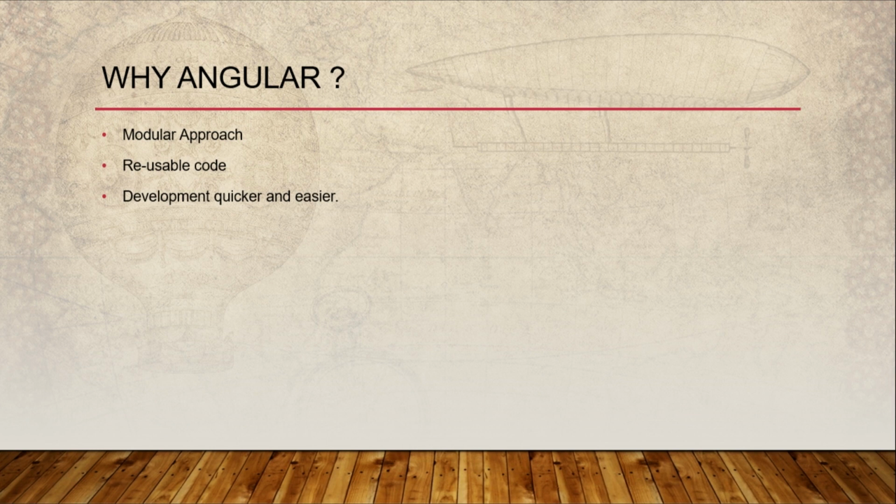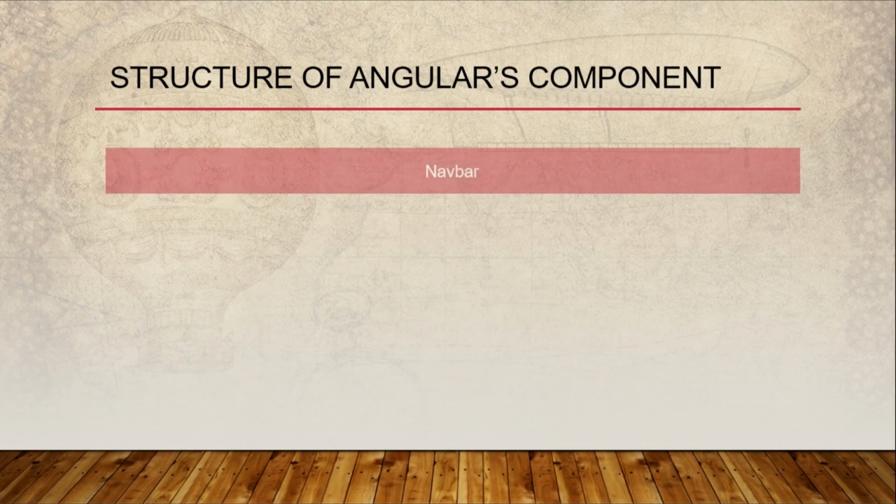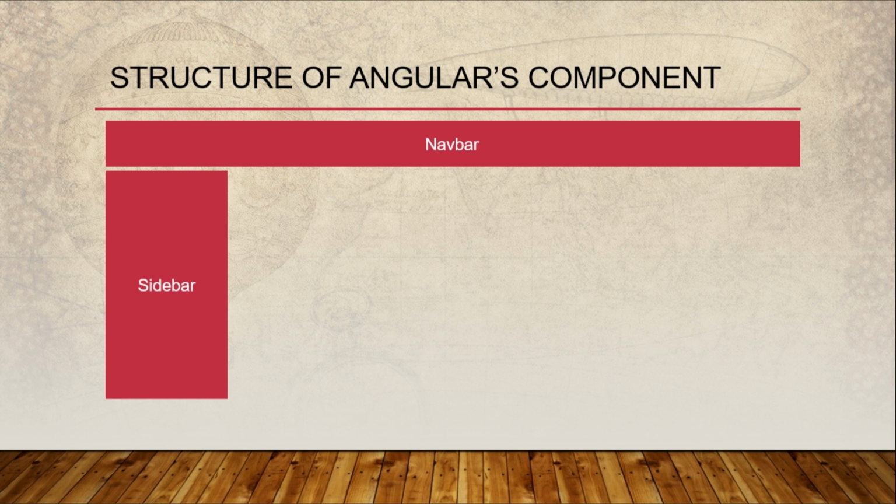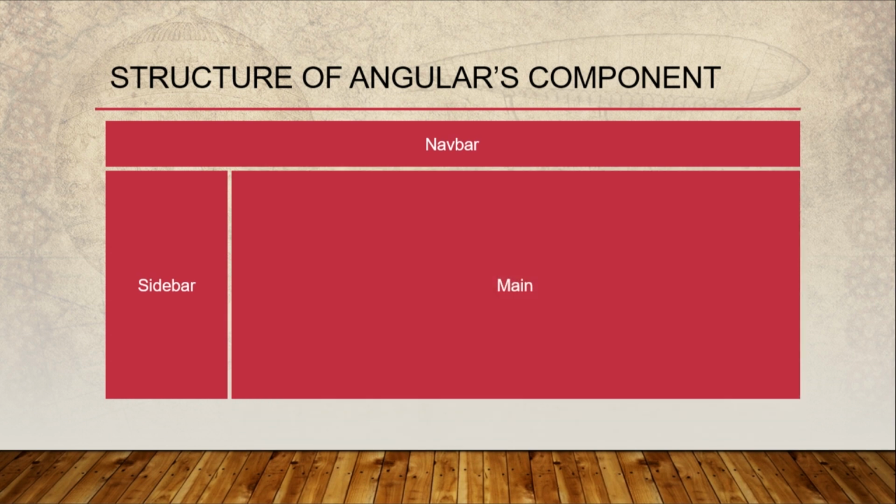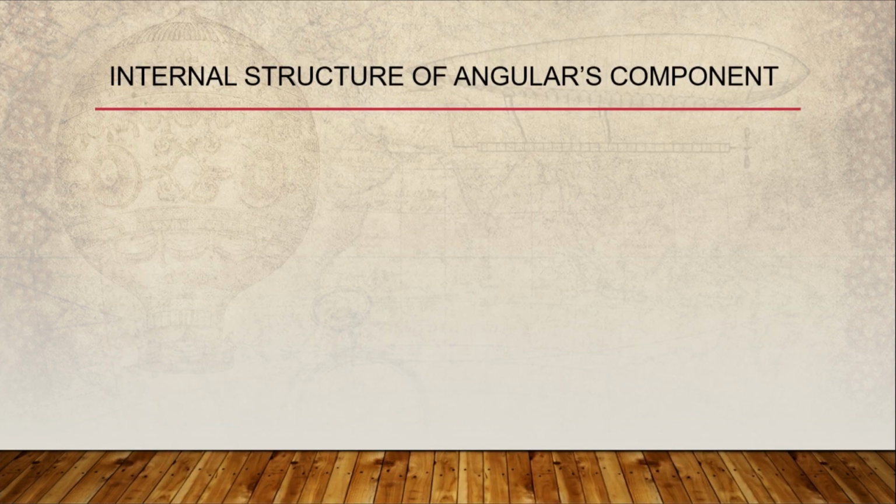Angular has a lot of inbuilt capabilities, such as validation, routing, and so on, which makes development quicker and easier. And finally, Angular is also a product provided by the Google team, and TypeScript is a language from Microsoft. The basic structure of a website is like navbar, sidebar, and main, but we treat them as components in Angular.